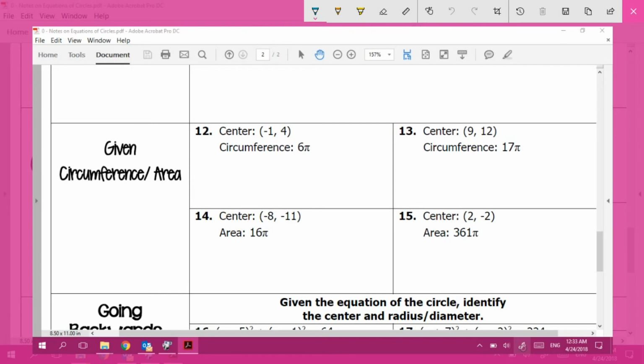Remember, circumference of a circle is 2 pi r. Okay, circumference of a circle is 2 pi r. That's just the formula. And they told me it's 6 pi, so 6 pi. So now, if I want to solve for r, which is the radius, I'm just going to divide both sides by 2 pi.